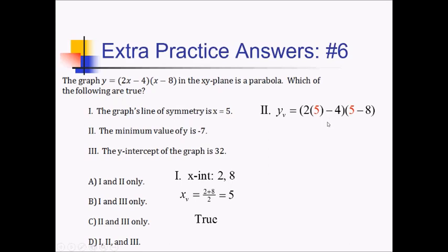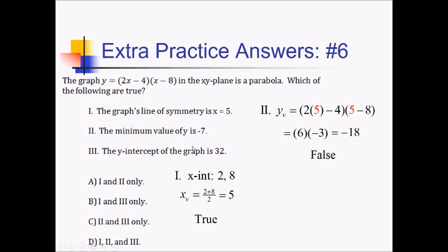So just finding the y value of the vertex. So this is 10 minus 4, which is 6. 5 minus 8 is negative 3. 6 times negative 3 is negative 18. Negative 18 is not the same as negative 7. So this is a false statement that the minimum value is negative 7. It's actually negative 18.